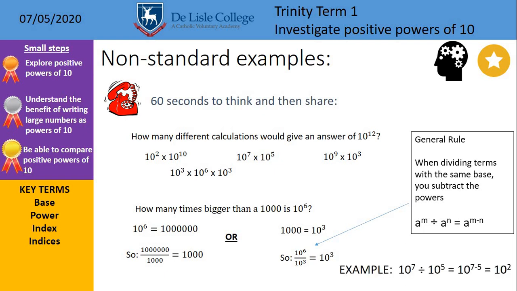Here's another example. 10 to the power of 7 divided by 10 to the power of 5. You do 7 minus 5, which is 2. So it's 10 to the power of 2. Note how that's very similar to the multiplying terms. So when multiplying, you add the powers. When dividing, you subtract the powers. Okay. So again, make sure you've got that rule written down and got a little bit of a box around it for me.